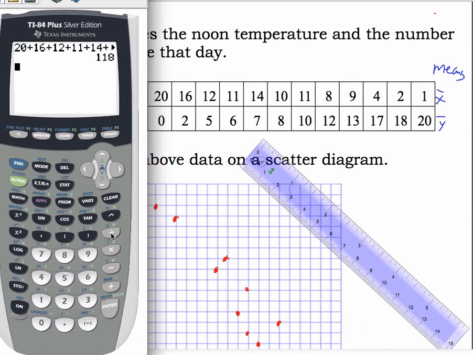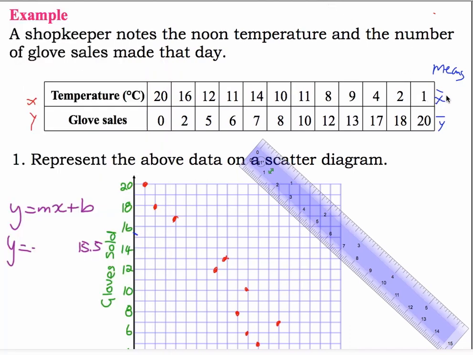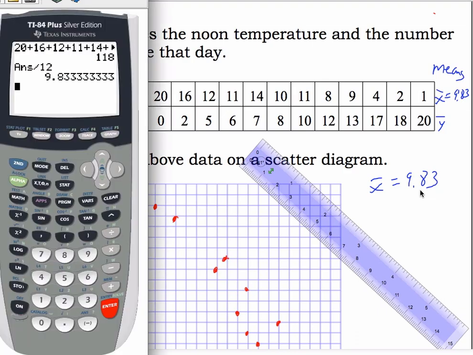Okay, so I've added up the x values. I'm going to divide by 12. We get 9.83 for the x mean, so x bar is 9.83. Then we're going to do the same thing for the y values, and then divide by 12. Okay, so there's my y mean. It is also 9.83.